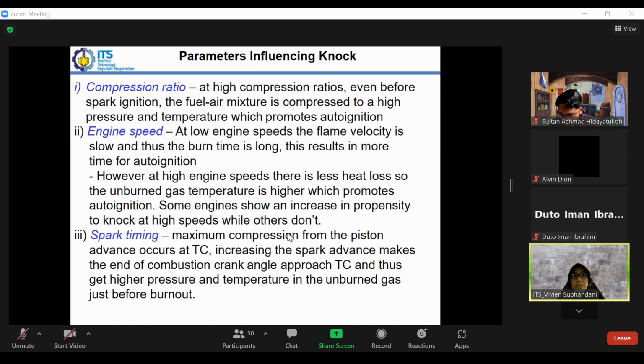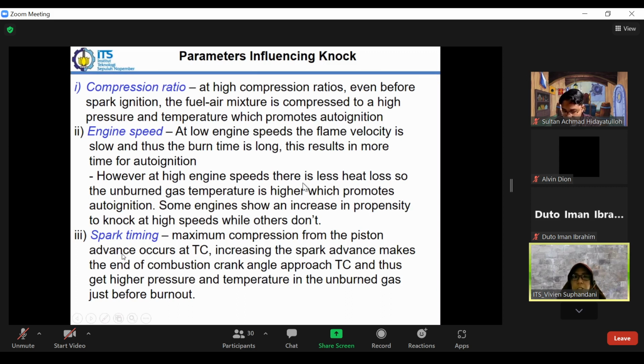And also the engine speed. When we have low engine speed, the flame velocity will be slow, so the burn time is long. What happens when it's too slow, if we have high pressure and high temperature, is that the other places may auto ignite.